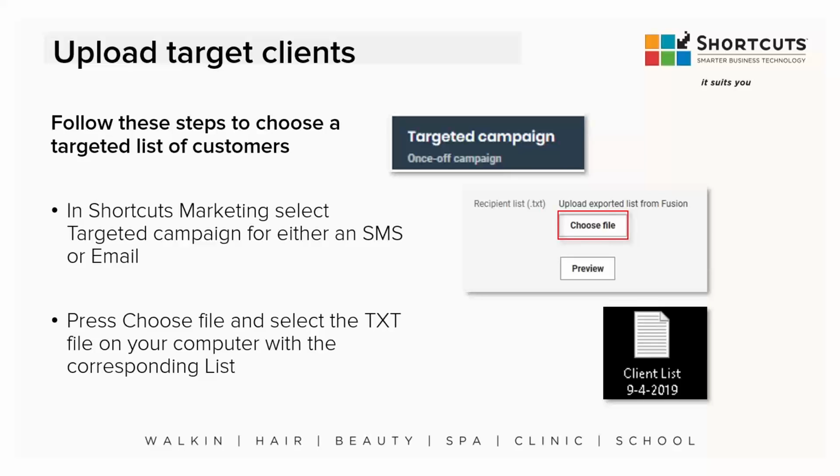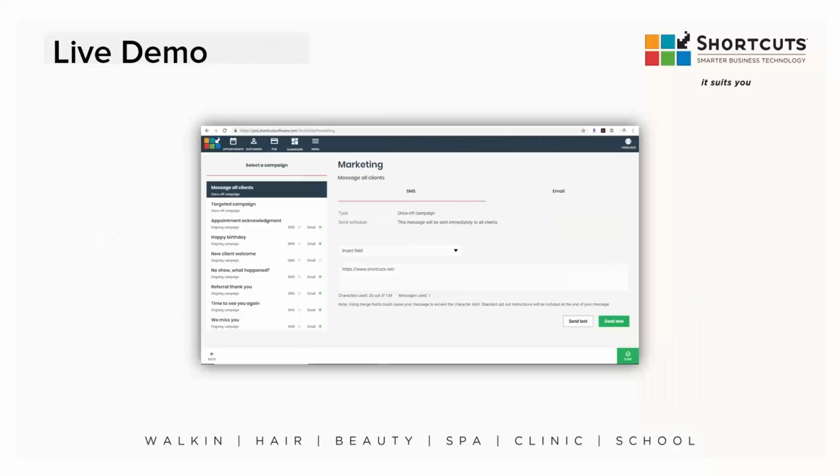you're going to go to the Targeted Campaign button. Whether you choose to send an email or an SMS, at the bottom of the screen, Shortcuts will ask you, what is your recipient list? You'll have the ability to press Choose File and select the file that you saved from marketing. And now that Shortcuts knows who you're going to target, it'll send that specific message to those specific clients.